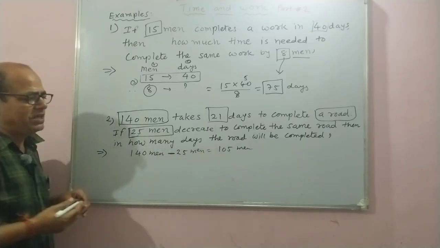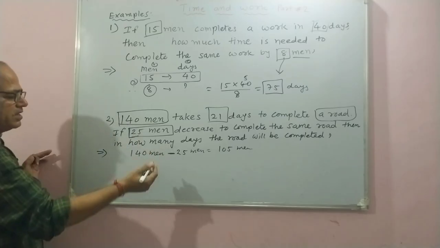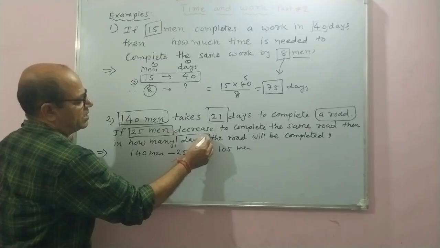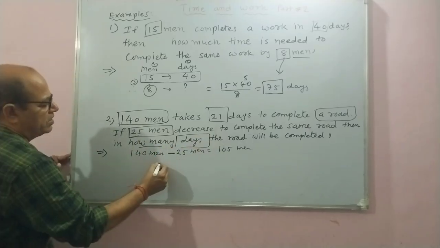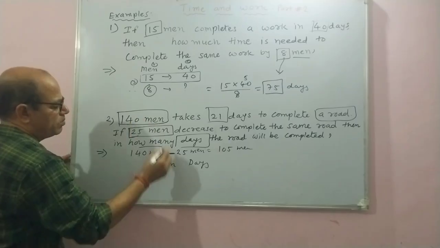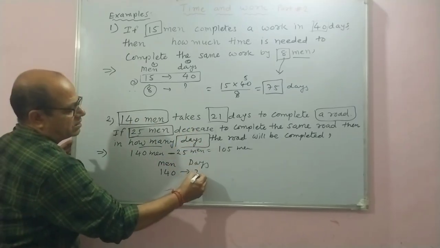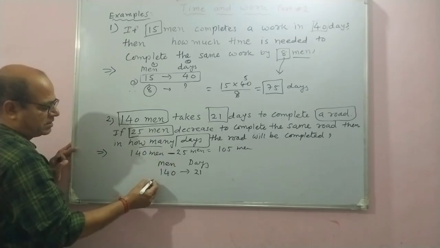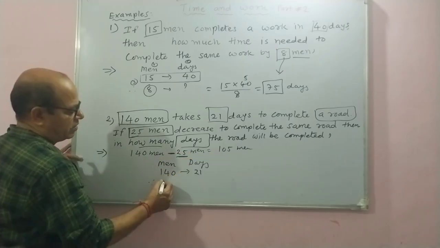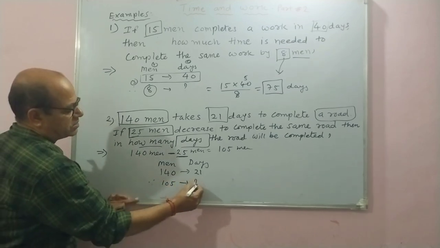So how many does he have here? 105 men. Now the sum is like this. What you are supposed to find is days. Okay, how many days, right? So here men will come, here days will come. Previously how many did he have? 140 men were there, then the time was 21 days, but now 35 men decreased. So now how many men are left? 105.